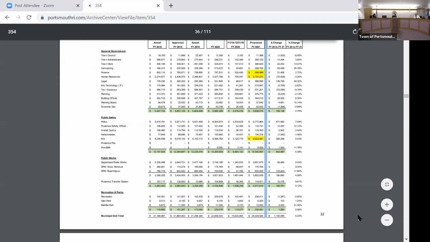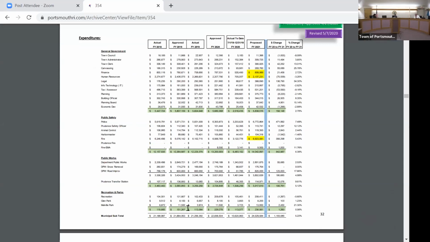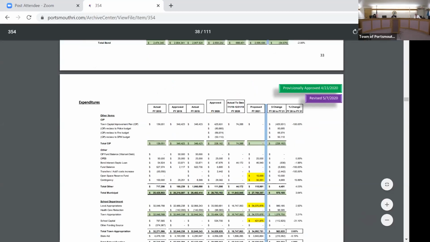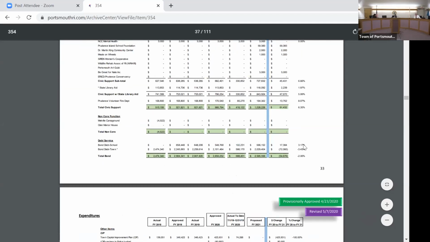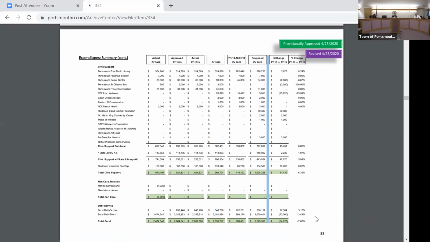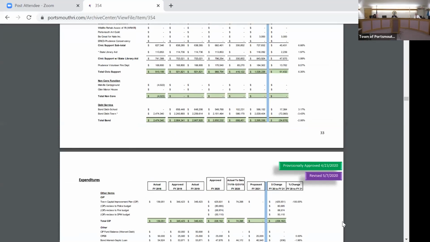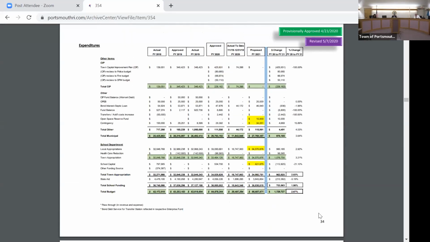Page 32 begins the expenditure summaries. The expenditure summaries have been updated to reflect the proposed revisions to finance, human resources, and fire. You can see those highlighted on that page. On the next page, page 33, there were no changes. And then if we scroll to page 34, one more page down. On page 34, we have revised the school department local appropriation and school capital.